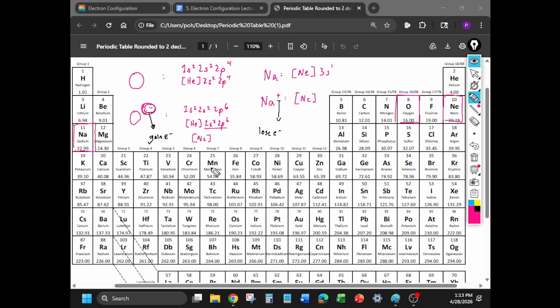So the ions are really easy because you just basically find which noble gas it goes to and just put that in brackets. That becomes this noble gas configuration. Okay, and that's it.